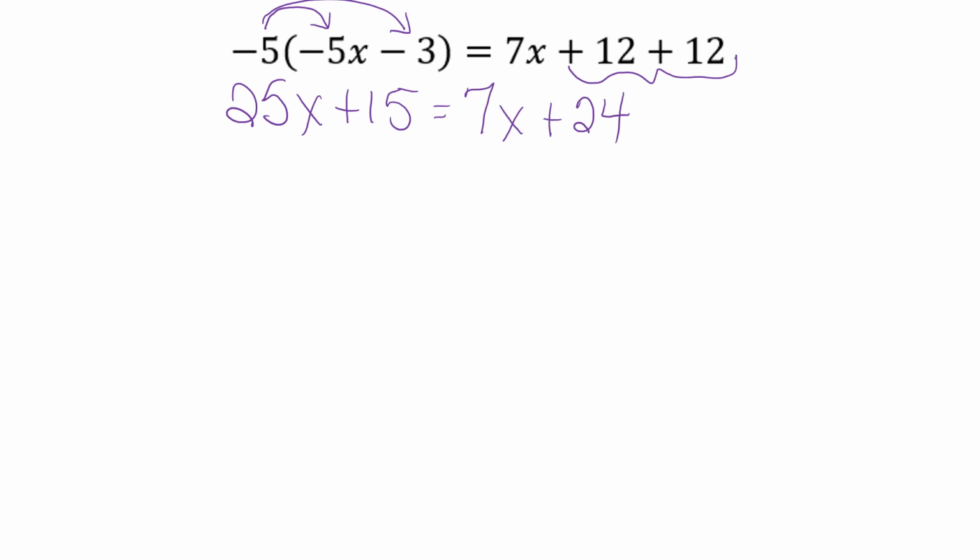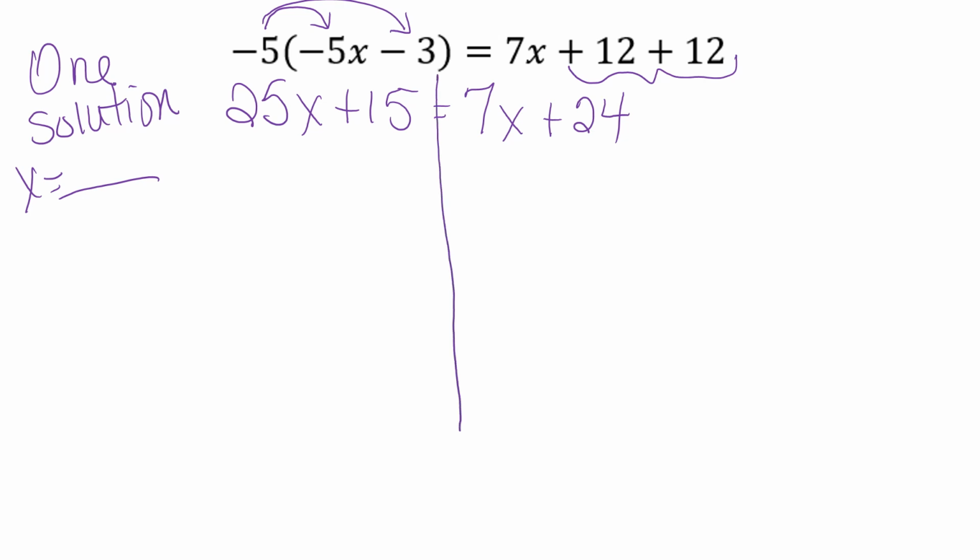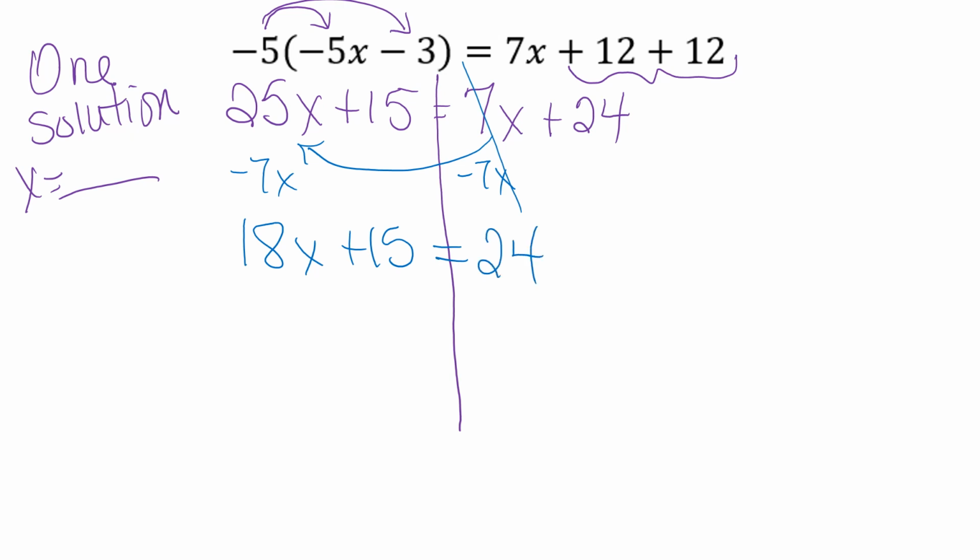At this point, I can tell by looking at the variable terms of 25x and 7x that I am going to have a one-solution equation. So I need to be able to figure out what x equals. Go ahead and bring your line down. I want to move my variable terms and get them on the same side, so I'm going to subtract 7x on both sides. 25 minus 7 would give me 18x. I still have my positive 15, I have my equal sign, and a positive 24.